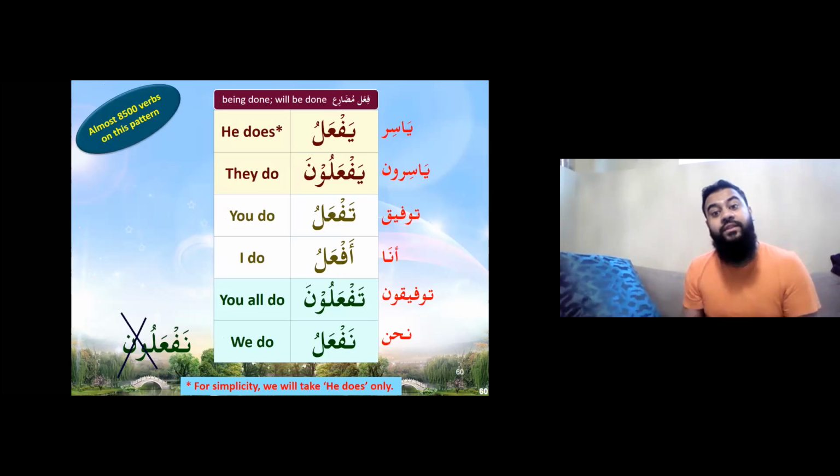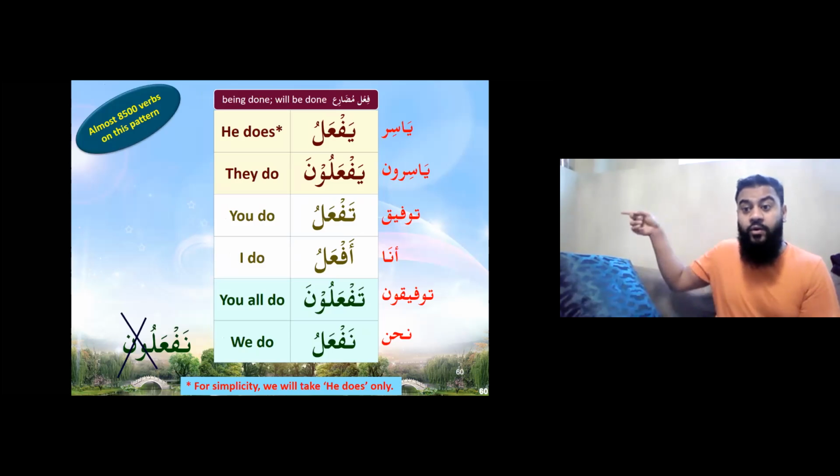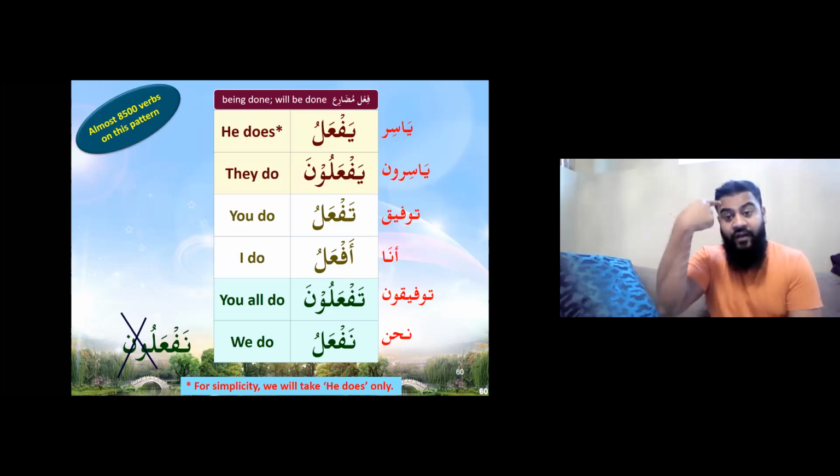Then we went over the mudari term for the same word, which is, remember, the hands are down here, like waist level or whatever you want to call it for madi. Mudari, we're going up because you're going to be looking at the future as well. So it turns into yaf'alu, yaf'aluna, taf'alu, af'alu, taf'aluna, naf'alu.